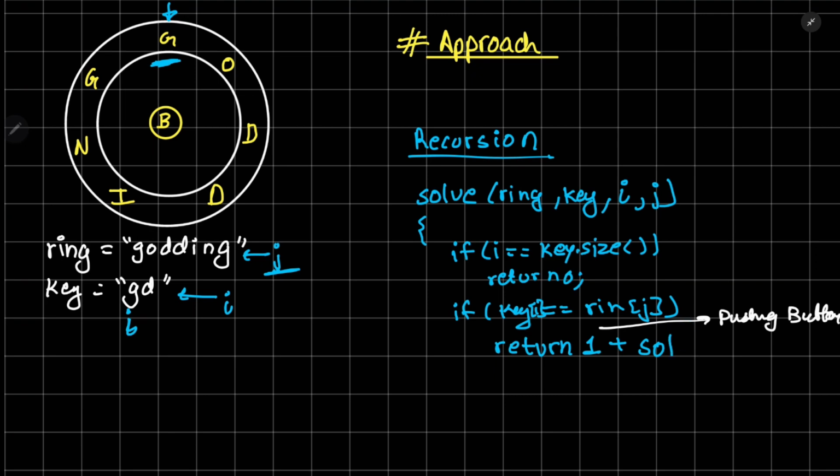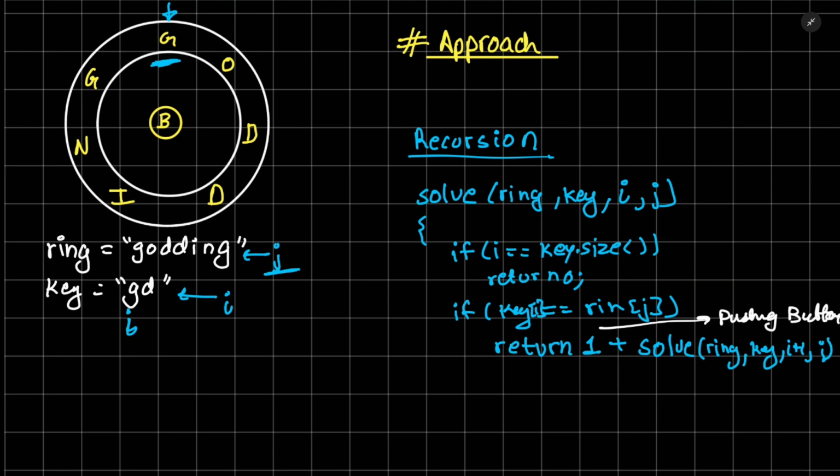Okay, so for the next i we will write solve ring key and increase our i by 1, and we will send the j. Okay, so in the else case of this, if they are not equal, then we have two possibilities. Either we have to rotate the string left or we have to rotate the string clockwise.